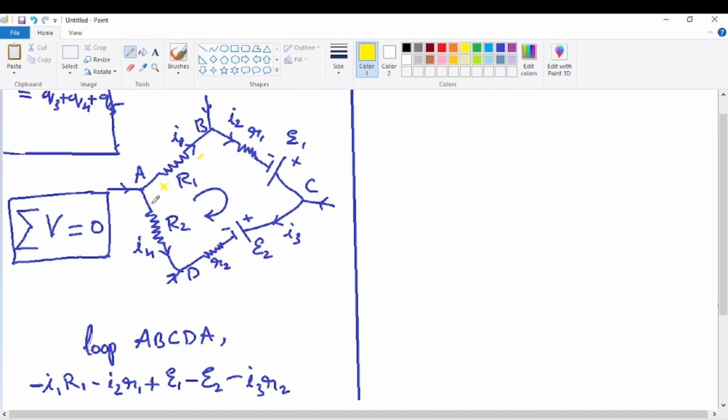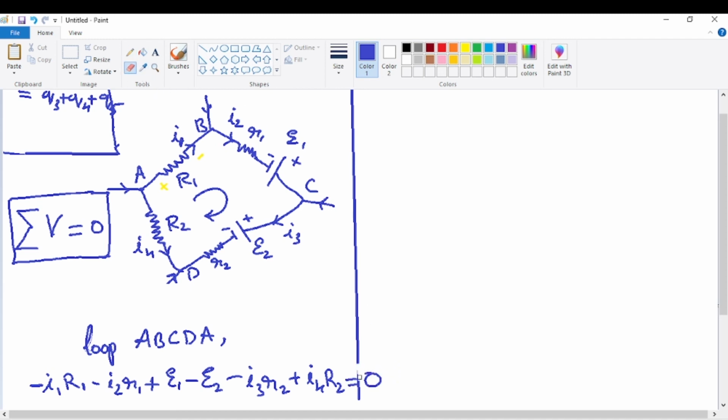So the change is final potential minus initial potential. Higher potential minus lower potential is positive. So it is plus I4R2. That's all. So we have reached back A. This is the algebraic sum of all the potential differences in the closed loop, that is sigma V, which is equal to simply 0.